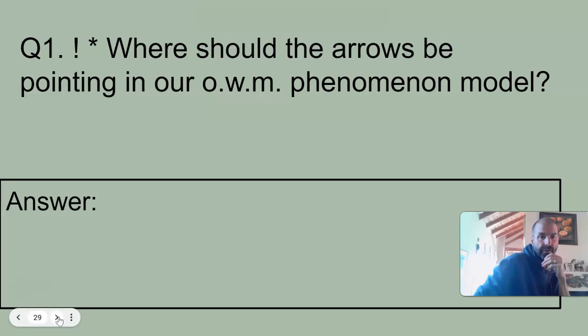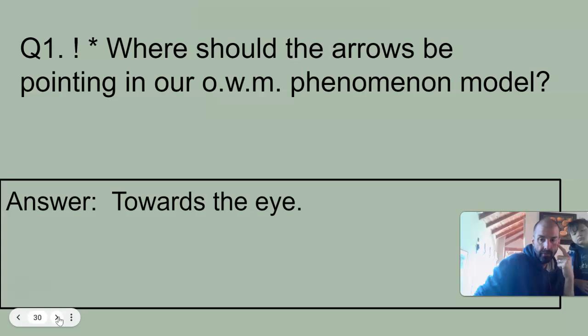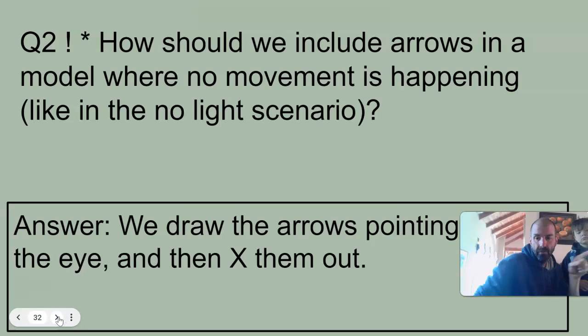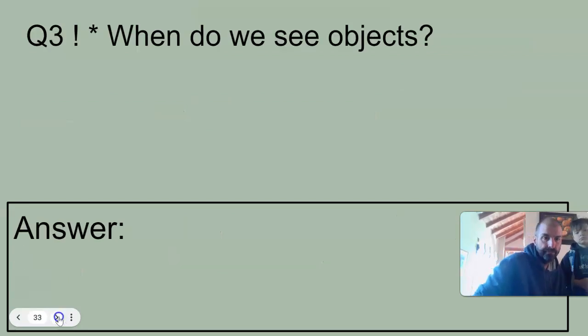Where should the arrows be pointing in our one-way mirror phenomenon model? Again, you need to hit pause and write your answer down. They should have been pointing towards the eye. How should we include arrows in a model where no movement is happening, like in that no light scenario? Again, pause. I'm going to say it in 3, 2, 1. We do the arrow, and then we cross it.